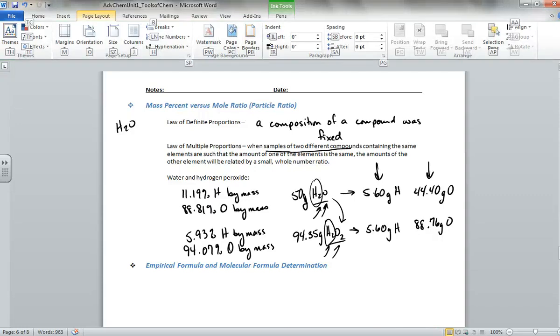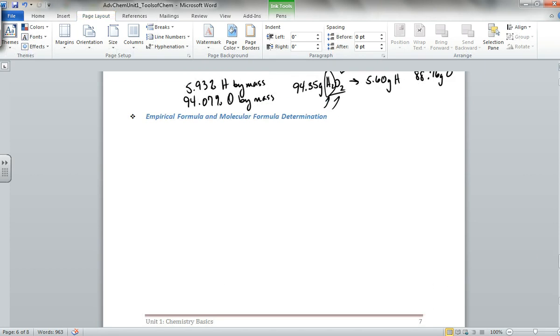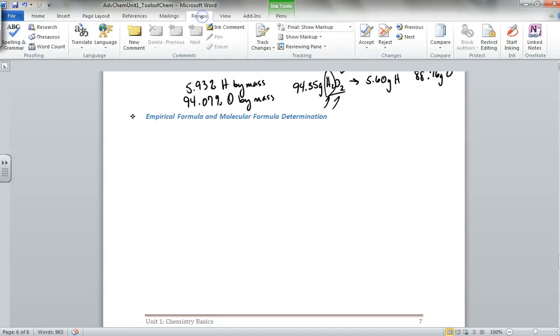In order to keep this lesson somewhat short, I'm going to hopefully breeze through a couple of examples of calculations that you're going to run into when we're talking about molecular formulas. We're going to look at how we determine empirical formulas and molecular formulas from masses or percentages that are given to us.